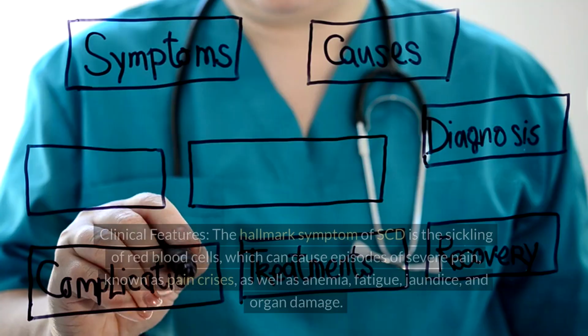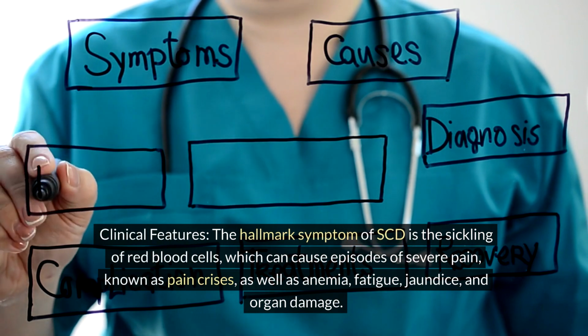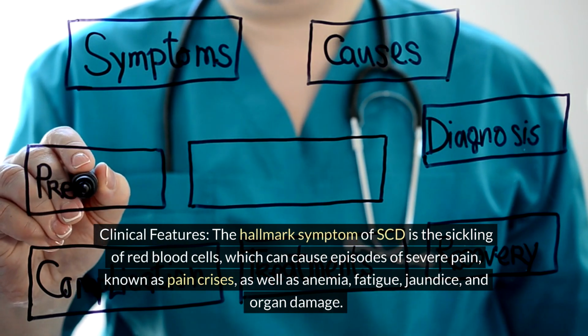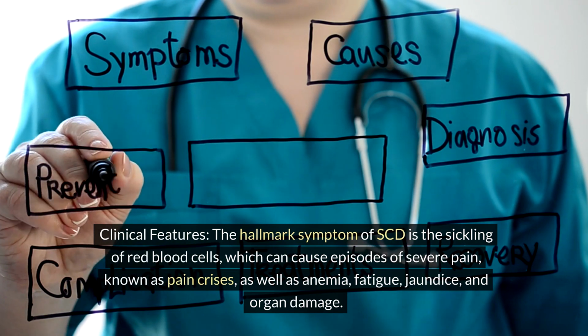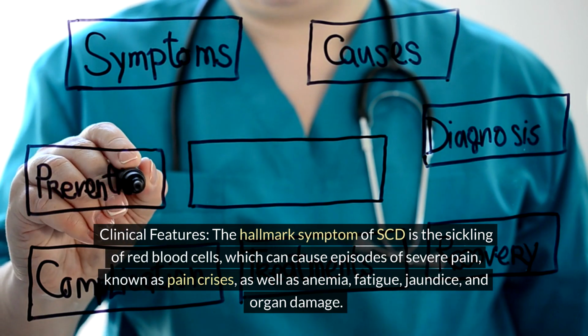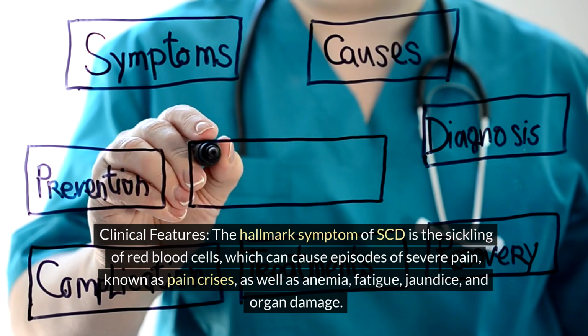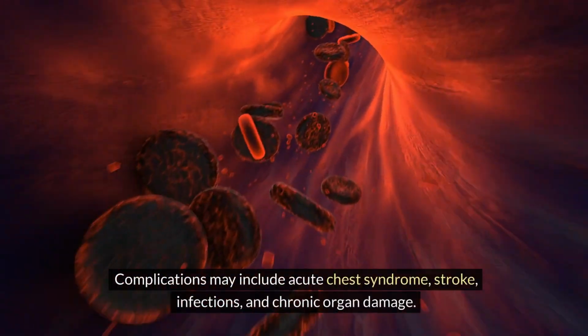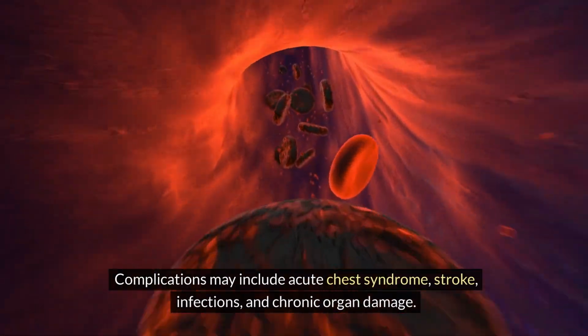Clinical features. The hallmark symptom of SCD is the sickling of red blood cells, which can cause episodes of severe pain, known as pain crises, as well as anemia, fatigue, jaundice, and organ damage. Complications may include acute chest syndrome, stroke, infections, and chronic organ damage.